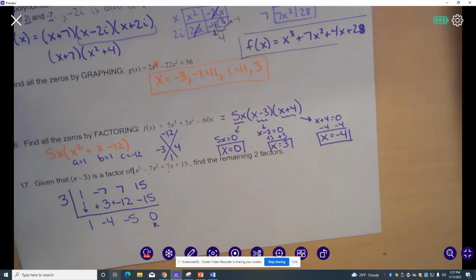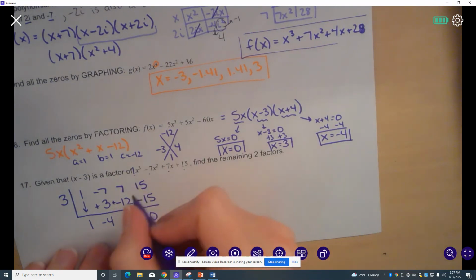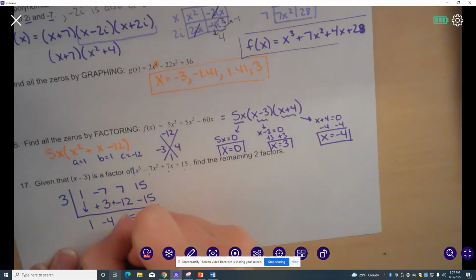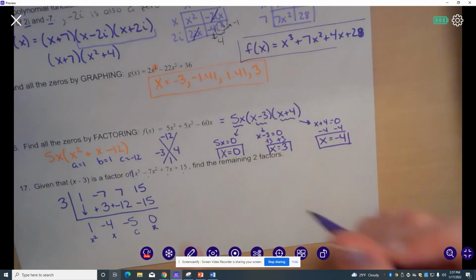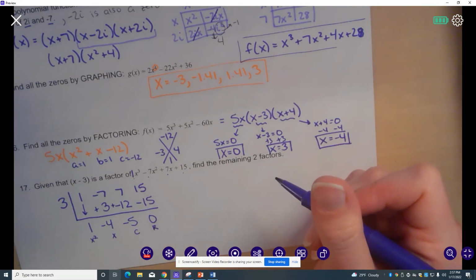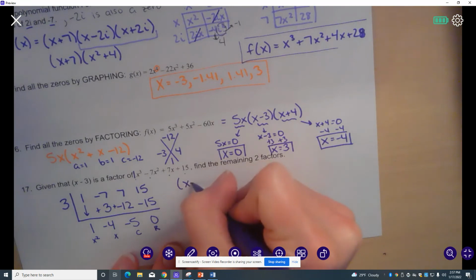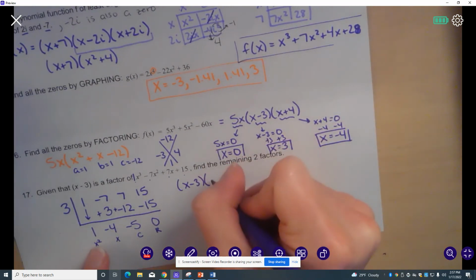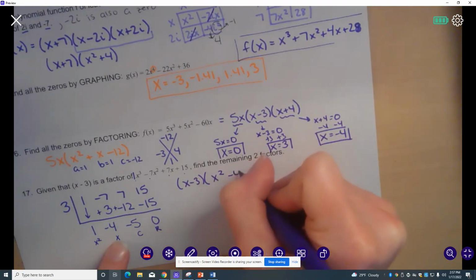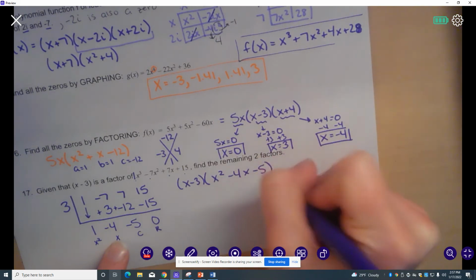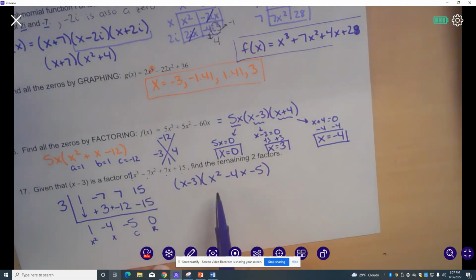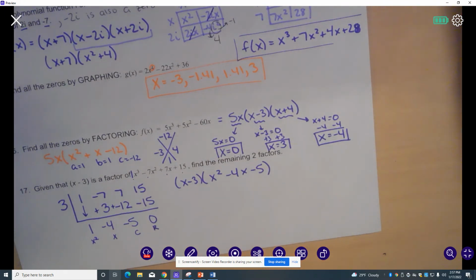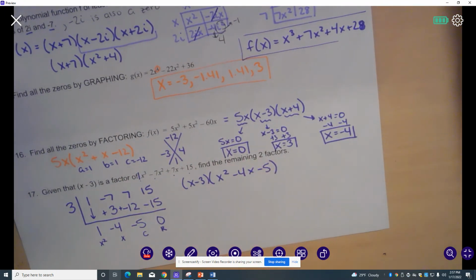Okay. And so this leaves me with what I have left over after I factor out x minus 3. So remember, this is my constant term, this is my x term, and this is my x squared term. So after I factor out x minus 3, I'm left with 1x squared minus 4x minus 5. And so what's left over here, I need to factor some more to find the remaining 2 factors.